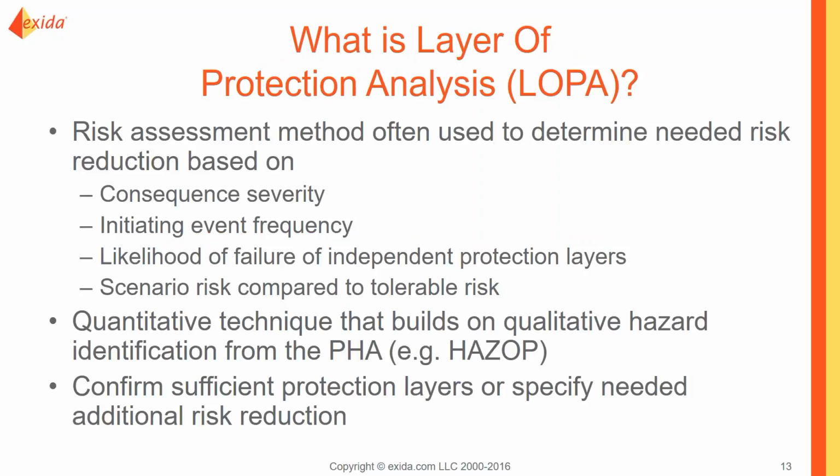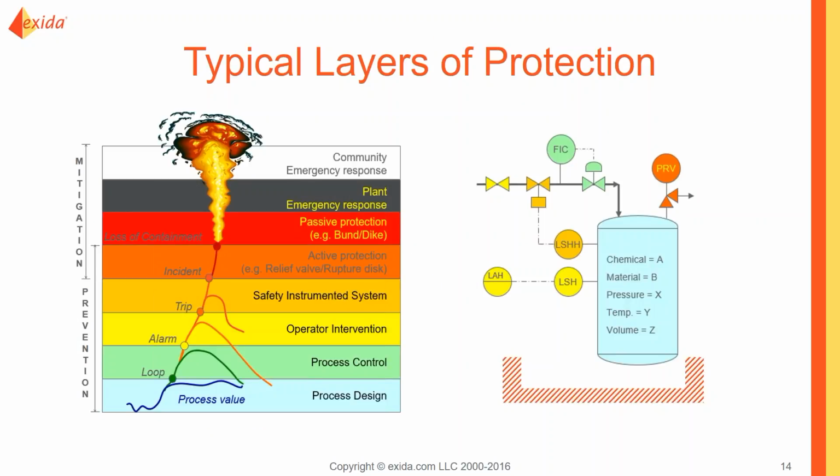The layer of protection analysis is a risk assessment method that takes into consideration the frequency of your initiating events, the likelihood of failure of your safeguards, the consequence severity, and the scenario risk compared to your tolerable risk. For the LOPA, we can quantify the risk and risk reduction to confirm that you have sufficient protection layers against your hazard scenario. I have a little example here for you.